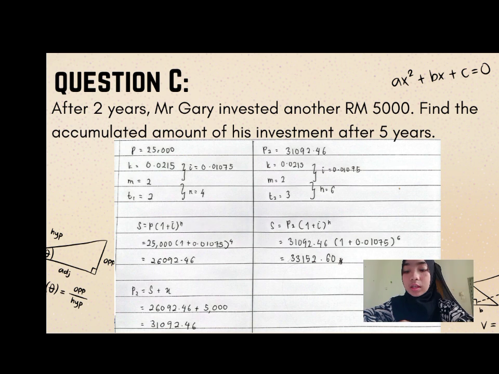Okay, now we move to the next stage, which is the second period. So the rate still remains as 0.01075, but use the new principal, which is P2, equals to 31,092 ringgit and 46 cents. And now we use the new number of periods, which is 6. So now we substitute the values into the same formula using the new principal. S equal to P2(1 plus I) to the power of N. So now S equal to 31,092.46(1 plus 0.01075) to the power of 6. The final amount will be 33,152 ringgit and 60 cents.